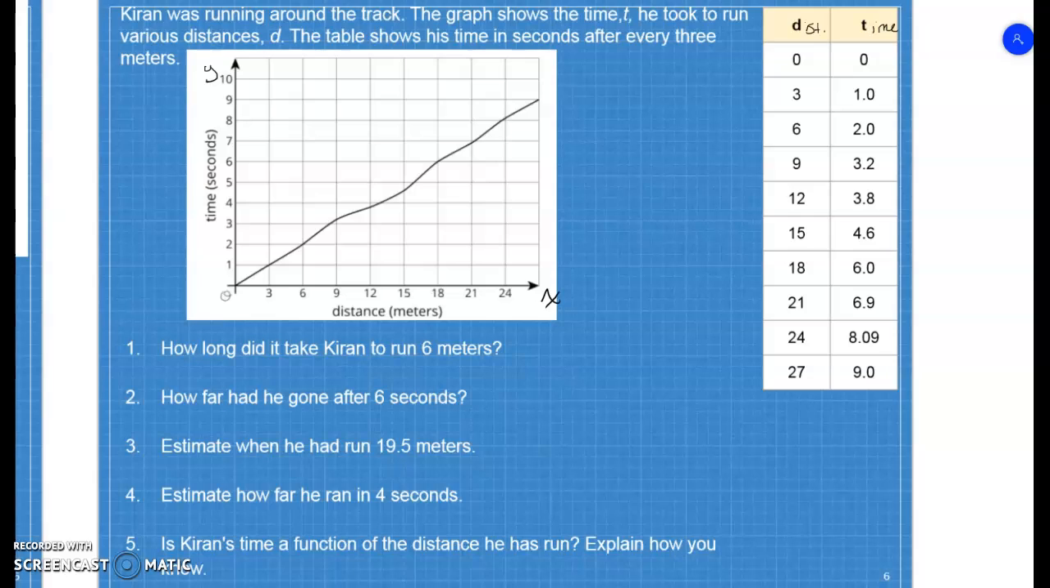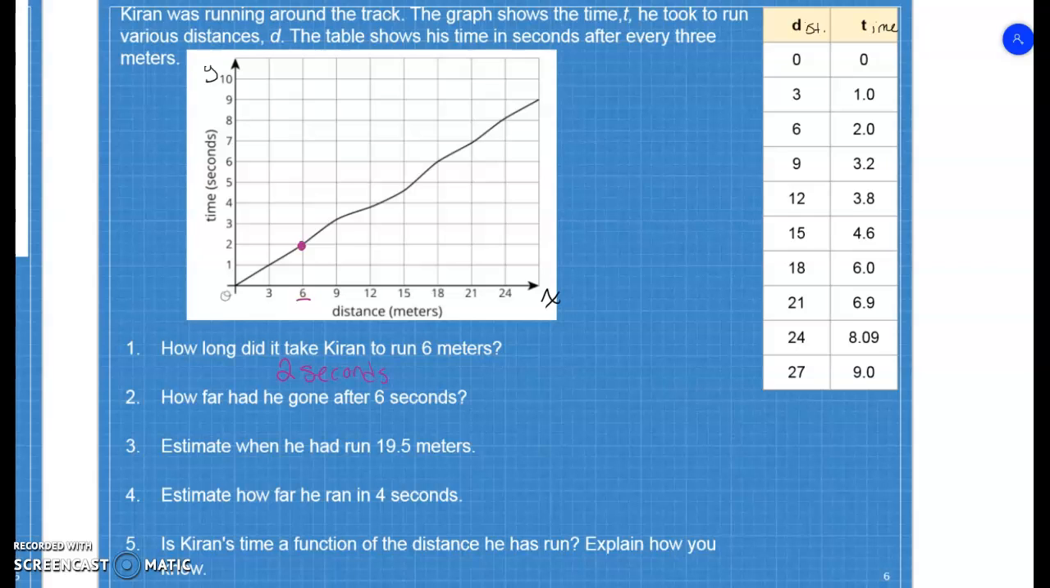How long did it take Karen to run 6 meters? Well, I know my x-axis is meters, because that's what it says. So I'm going to go to the 6 underneath the meters and go all the way up until I hit my graph, which is going to be right there. So my y-axis is time. So how long did it take? It took 2 seconds for Karen to run 6 meters.